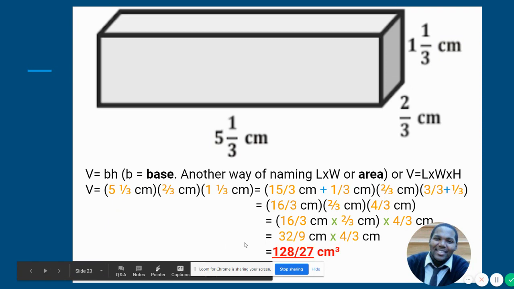All right. So I want you to notice here, we have a seemingly large number: 128/27 cubic centimeters. And I said seemingly large because did the number actually get larger? I want you to think about that. All right.